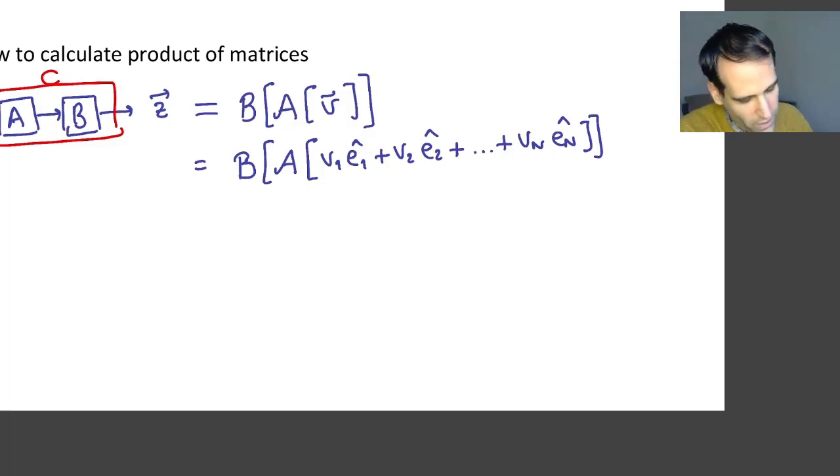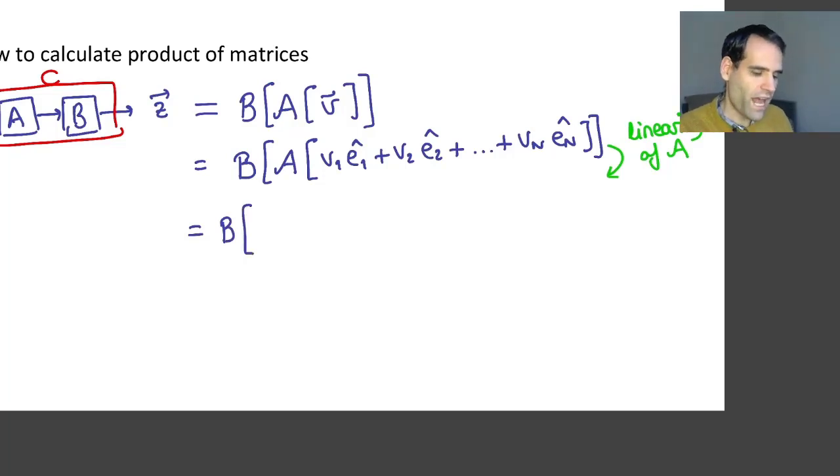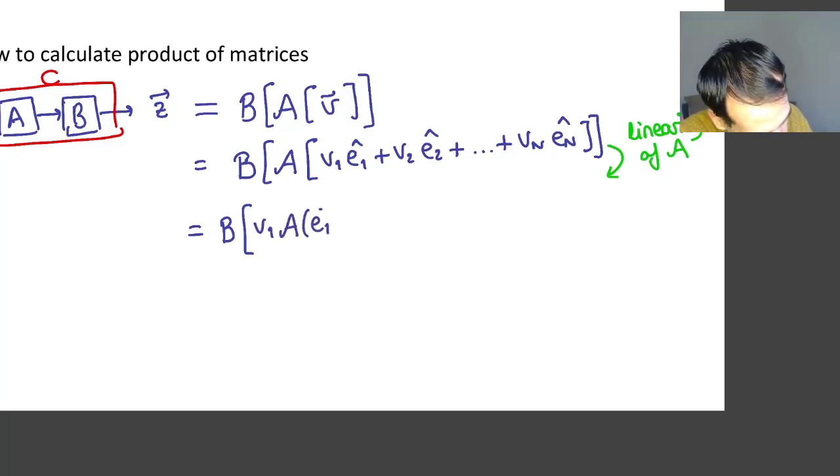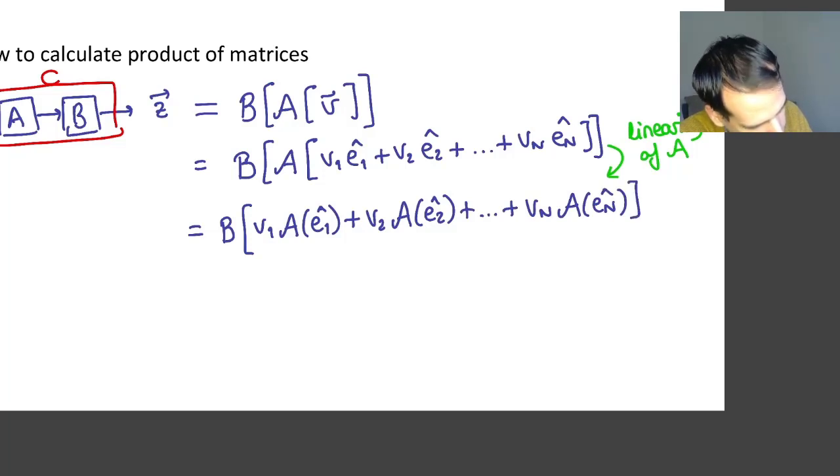Next, we apply one of the axioms of linear transformations. So we apply the linearity of the transformation A. Yeah. So what is the result? The result is that we have the transformation B applied to a vector which is a linear combination of the transformations A applied to each of the basis vectors, because that's what linearity means. So we have V1 times A applied to e1 plus V2 times A applied to e2 plus dot dot dot Vn times A applied to en. Okay, I just applied the idea of linearity.